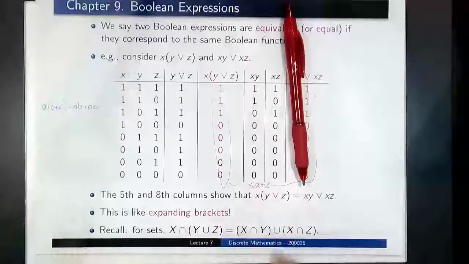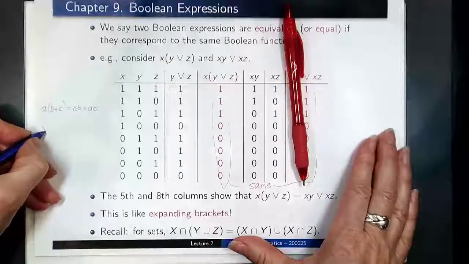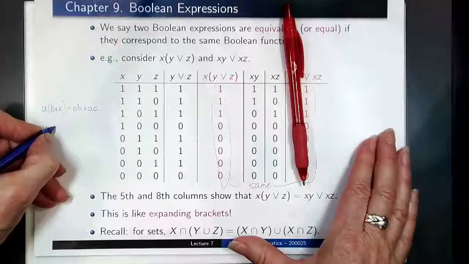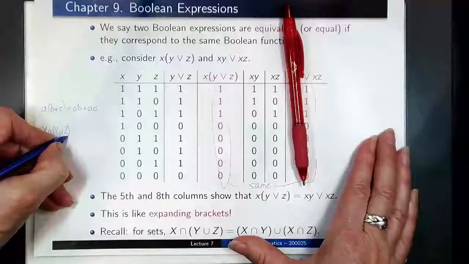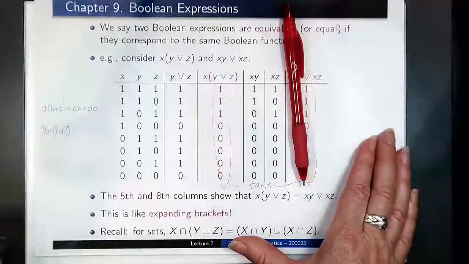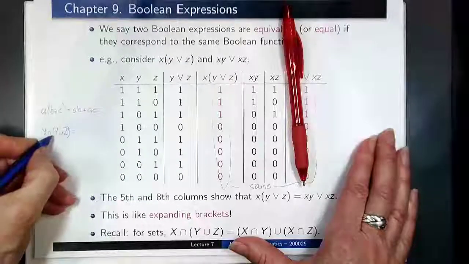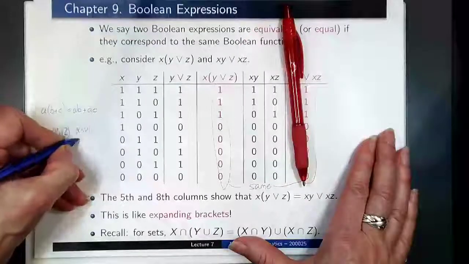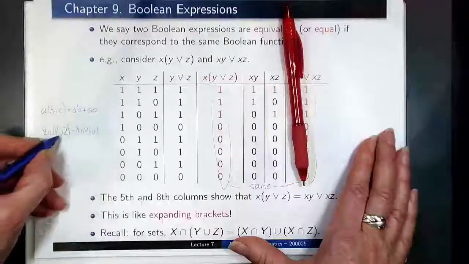Let's do sets while we're at it. Say I've got X intersect Y union Z. So now we're doing sets. Now you might not remember this, but go back a few weeks. This is X intersect Y union X intersect Z.